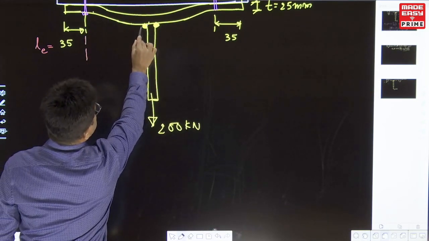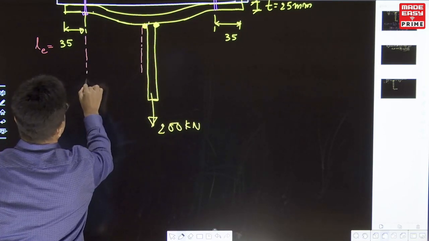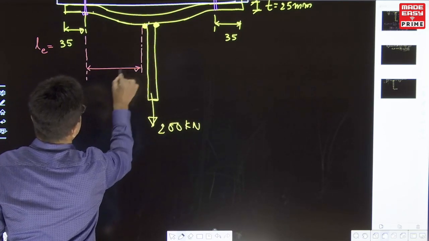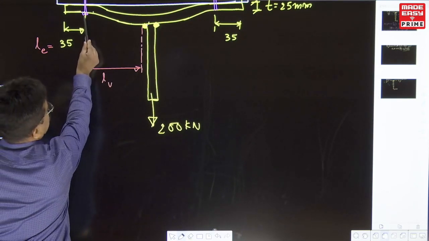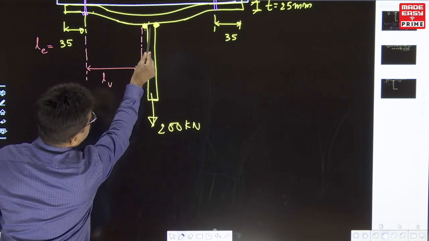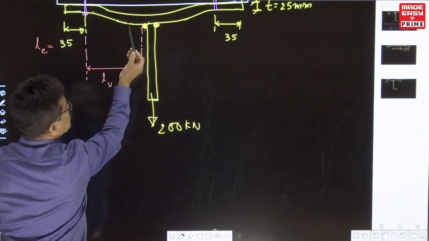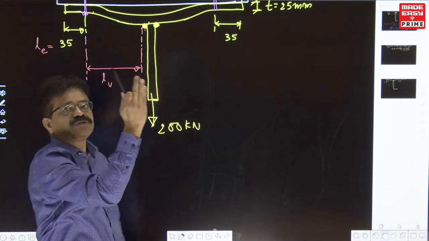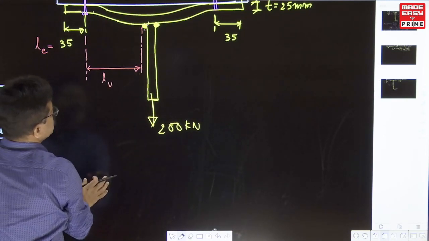Toe of the weld means this one. This is LV. LV means the distance between the center line of the bolt and the toe of the weld, not the center line of the weld or the center line of the plate. Why toe of the weld? The critical section for bending moment is at the toe of the weld only. So here we will take it like that.